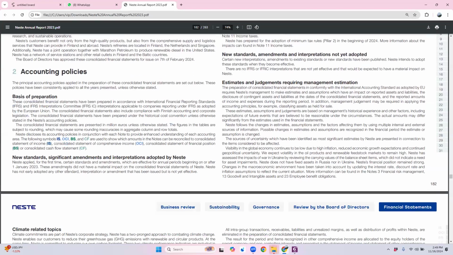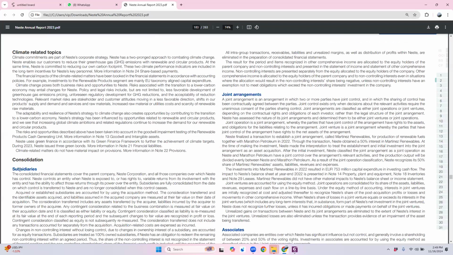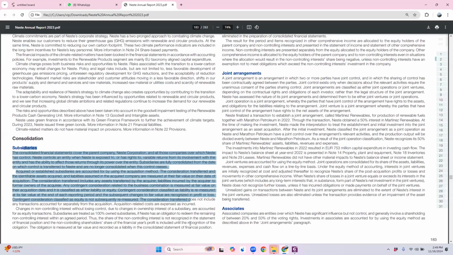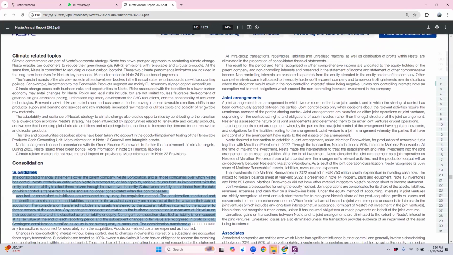Now, if I move forward, what is written here? New standards, any new standards that were introduced that we have applied in the current year, these have been disclosed as well. So against every single type of thing that is related with the company, how they have done consolidation, it is explained here. These are basically not related to the financial statements, but the company is explaining how they have done every single thing.